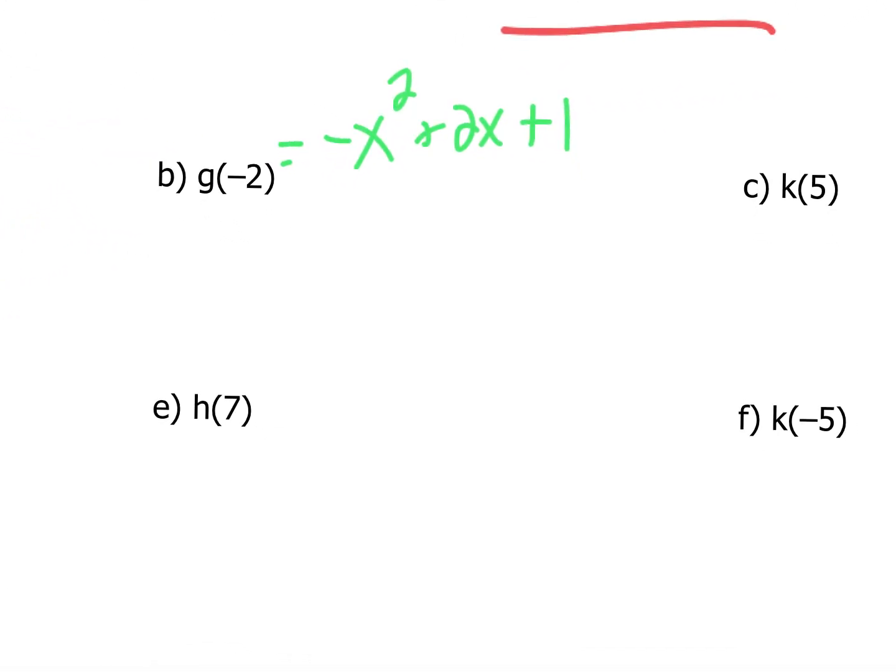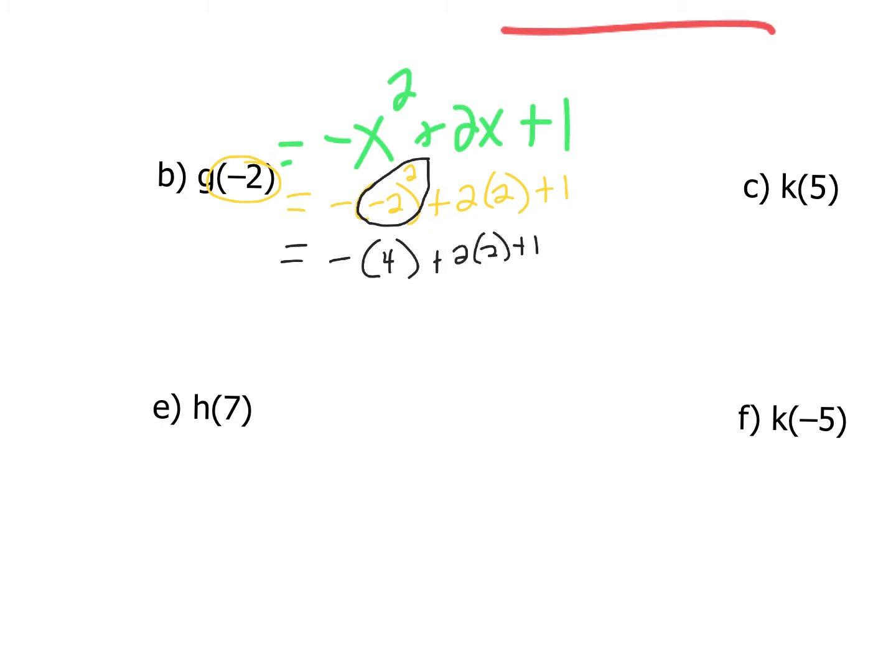And what we're going to do is substitute negative 2 in for the x's. So negative 2 being squared plus 2 times 2 plus 1. Now remember, we don't distribute. We have to go to the exponent power first. Negative 2 squared is 4. That's negative 4 plus 2 times 2 plus 1.